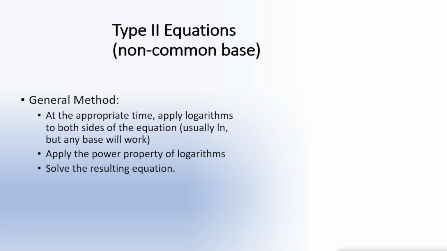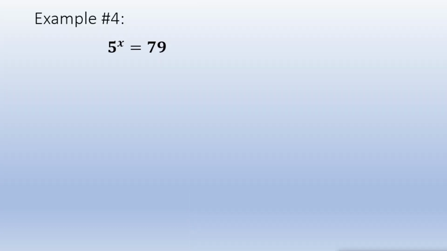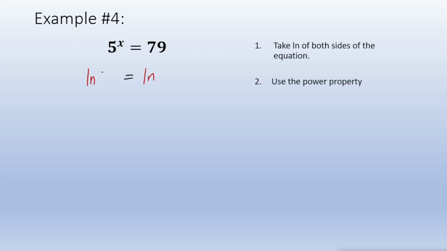Then we can apply the power property for logarithms, which we'll review briefly, and then solve the resulting equation. A simple example of this would be the equation 5 to the x power equals 79. So the first thing we want to do here is to take the natural log of both sides of the equation. That gives us the natural log of 5 to the x power equals the natural log of 79.